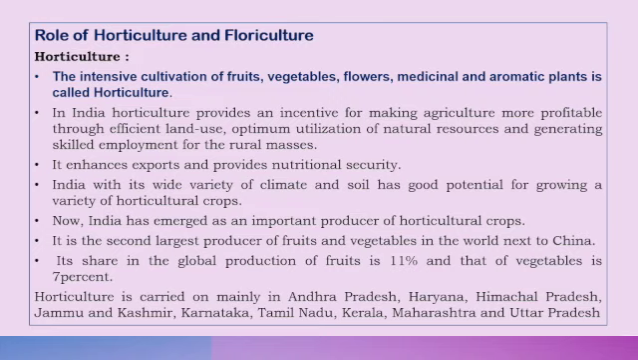Nowadays, India has emerged as an important producer of horticultural crops. India is the second largest producer of fruits and vegetables in the world, next to China. India's share in global production of fruits is about 11% and that of vegetables is about 7%. Horticulture is carried on mainly in Andhra Pradesh, Haryana, Himachal Pradesh, Jammu and Kashmir, Karnataka, Tamil Nadu, Kerala, Maharashtra and Uttar Pradesh.